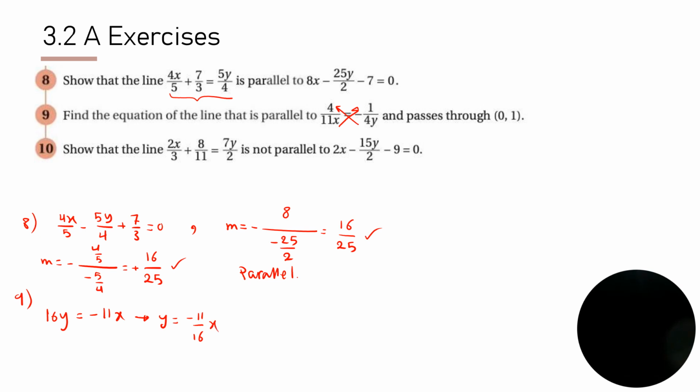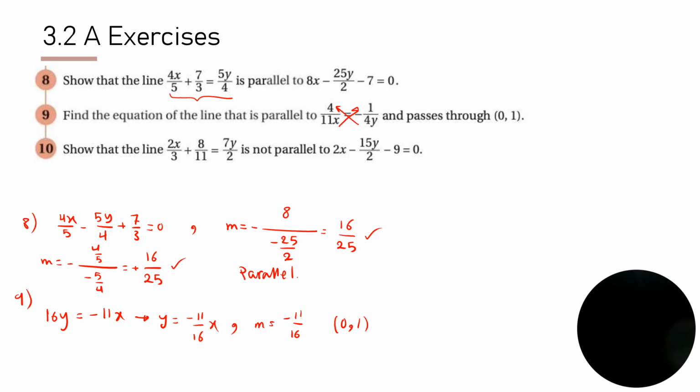Okay, it says write the equation of a line that is parallel to this line. So therefore, they have to have the same gradient. The gradient of this one is negative 11 over 16. So the other line must have the same gradient. Also, it must pass through (0, 1). (0, 1) is a point that is located on the y-axis. Therefore, we can say that this 1 is the y-intercept, and we can easily write the equation.